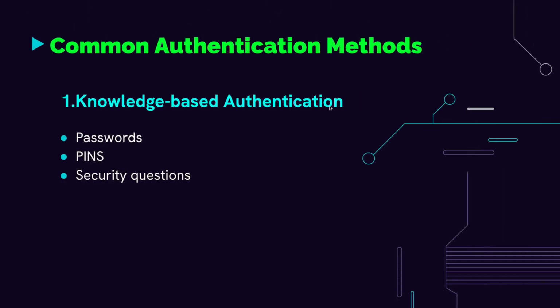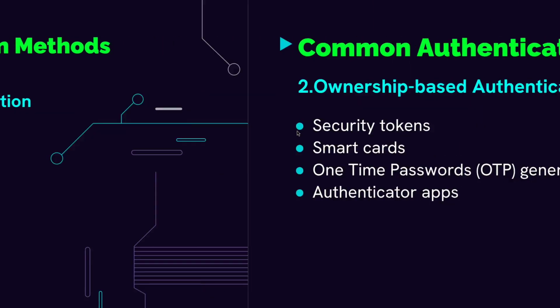So let's see some common authentication methods. One, we have knowledge-based authentication. This is something you know, like a password, PIN, or a security question. You simply need to know the password, you need to know your PIN, and the security question and the answer as well. So it's knowledge-based.